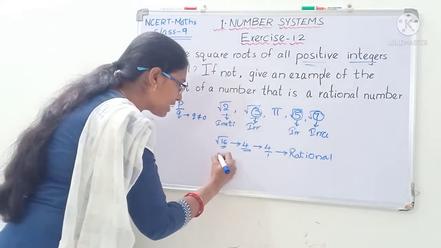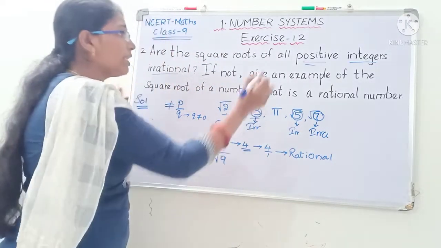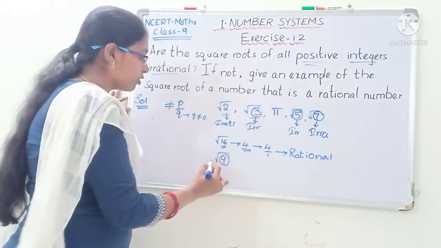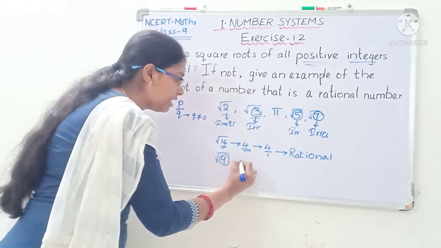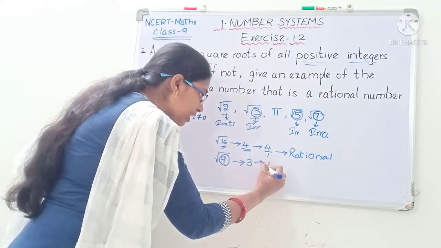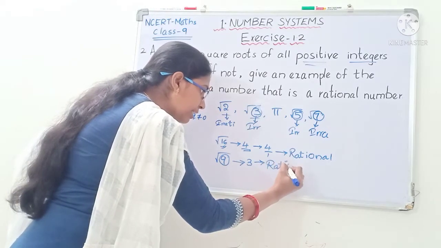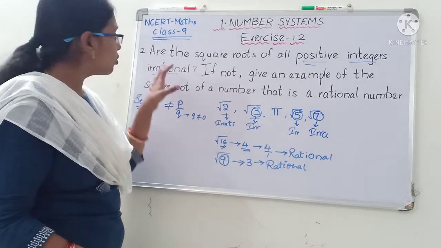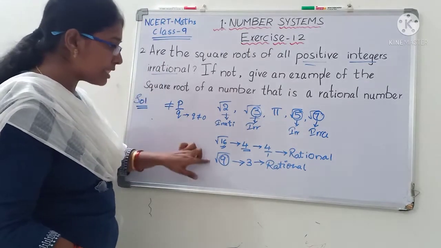Let's consider another example, children. Root 9. 9 is a positive integer. Square root of the positive integer 9 is 3. Yes children, 3 is a rational number. It can be expressed in the form of p by q. 3 is a rational number. So this statement becomes false in this case also.